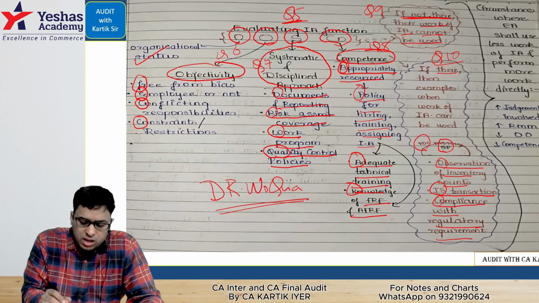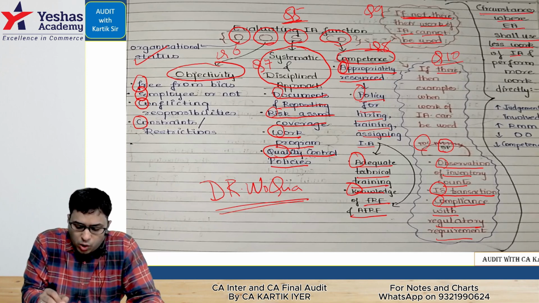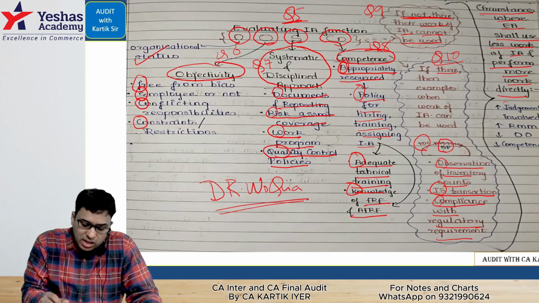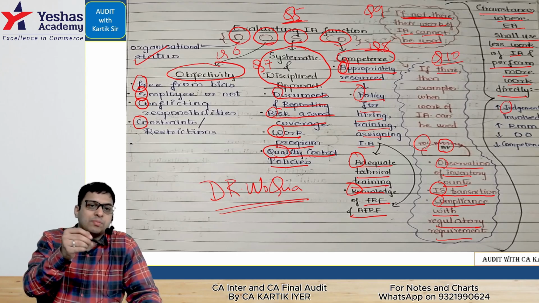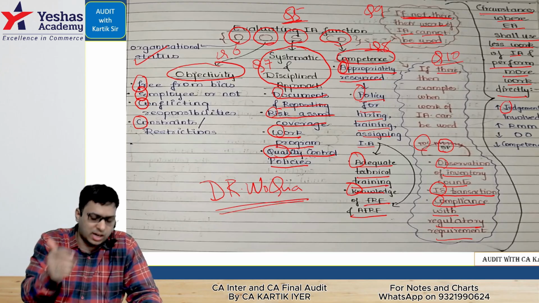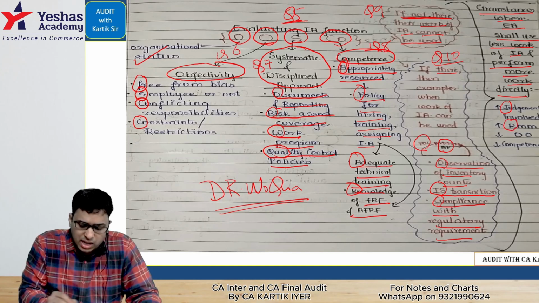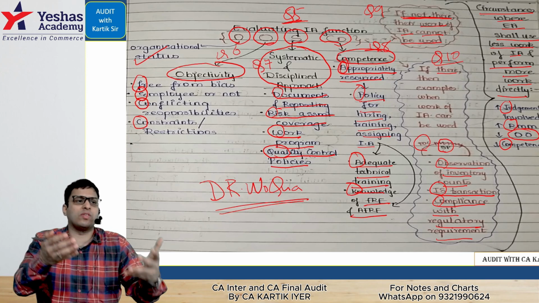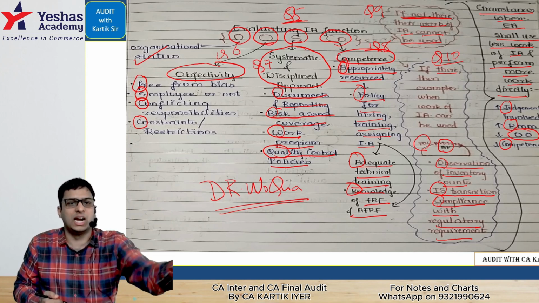Next one. Circumstances where the external auditor shall use less work of the internal auditor and perform more work directly. This we had done a code called JROC, if you remember. Judgment involved is a lot. Judgment involved matters a lot. Opinion of the auditor matters a lot. In that case, the external auditor should take up more work. Next, RMM is high. Next, objectivity and organizational status is low. Or last point, competence is low. In this case, we will do more work as external auditor, and rely less on the internal auditor.